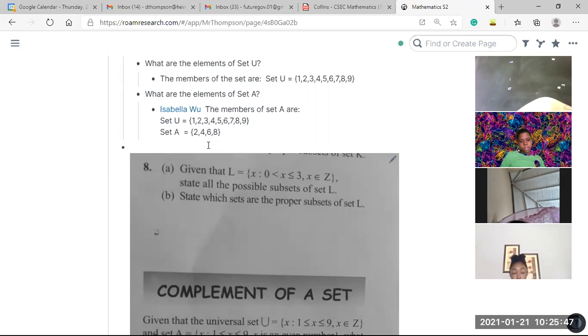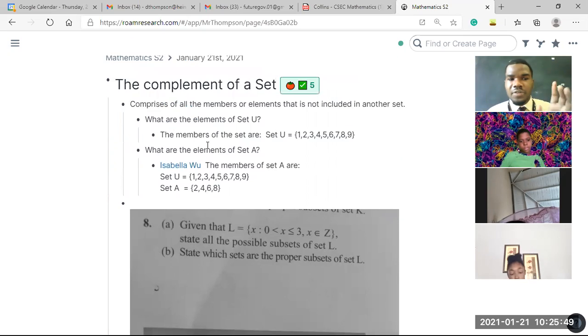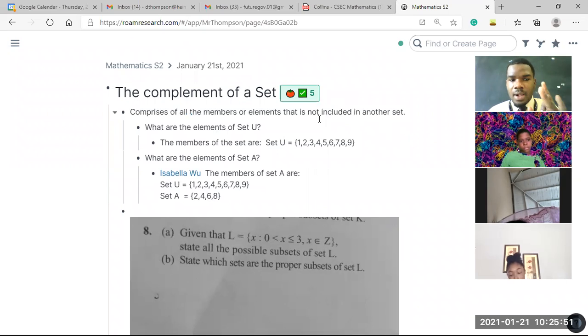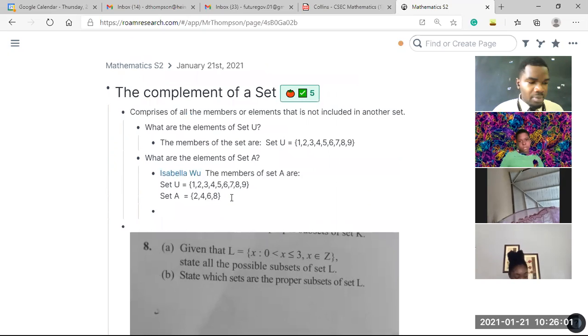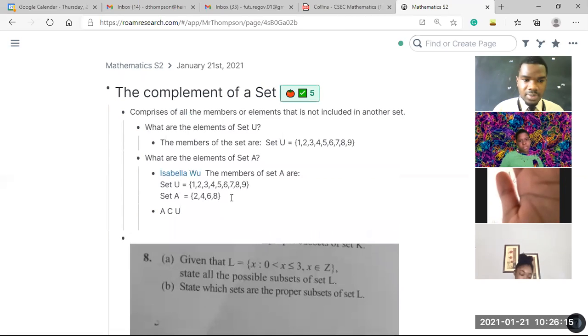Okay, good. So, from the definition of complement, it said elements or members that are not included in another set. You can already tell that there are some members that set U and set A share. So to find the complement, which are members that are not shared, here's what we do. We're going to write A, C, U, right? I'll explain what ACU means.